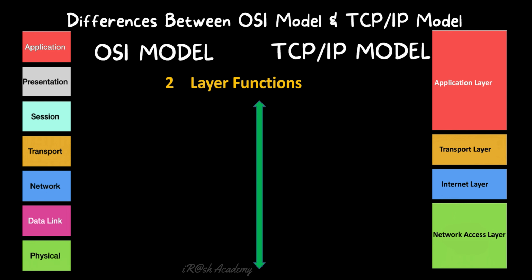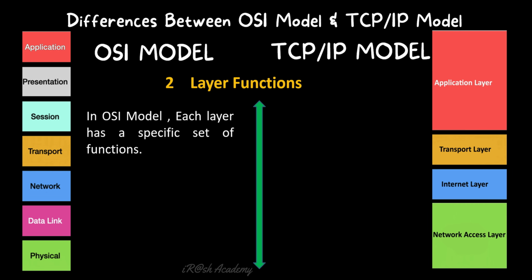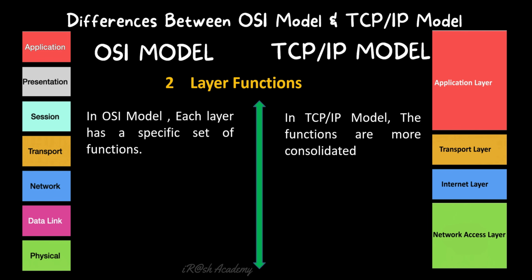Now the point number 2, layer functions. So in the OSI model, each layer has a specific set of functions, and in the TCP/IP model, the functions are more consolidated. So here you can see in the OSI model, the physical layer, data link layer, network layer, transport layer, session layer, presentation layer, application layer, there are 7 layers. And in the TCP/IP model, there are only 4 layers. But when you compare both, you can see the network access layer from the TCP/IP is divided into 2 layers in the OSI model, which are called the physical layer and data link layer.